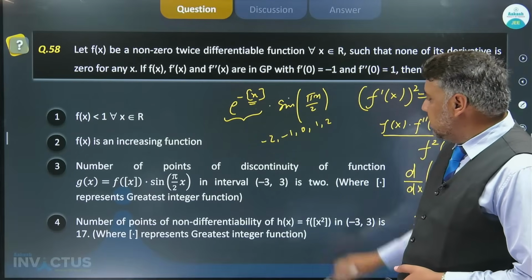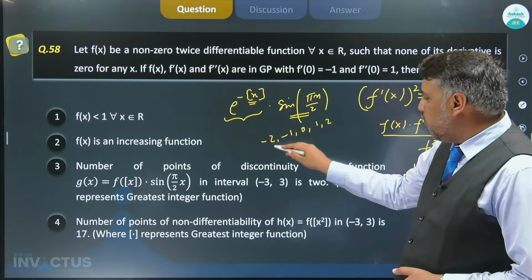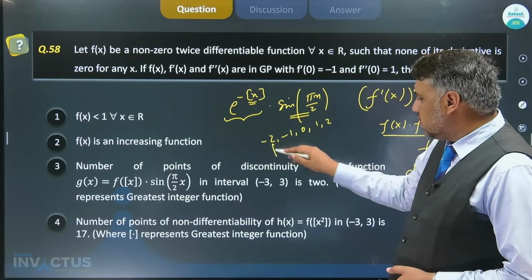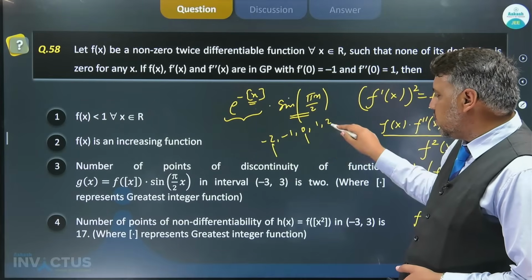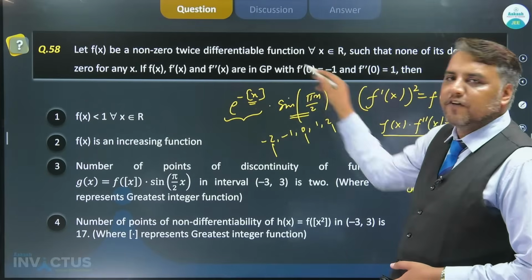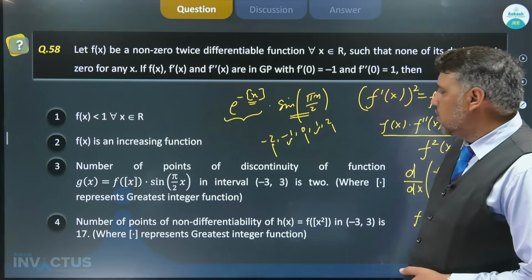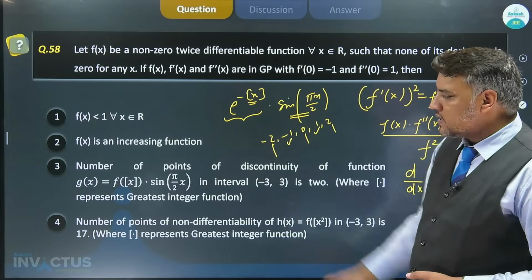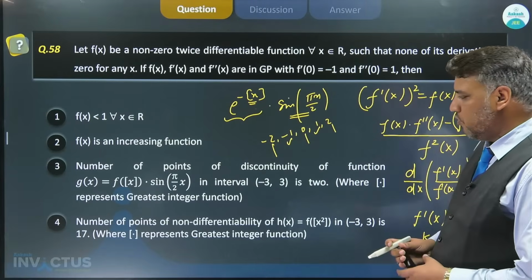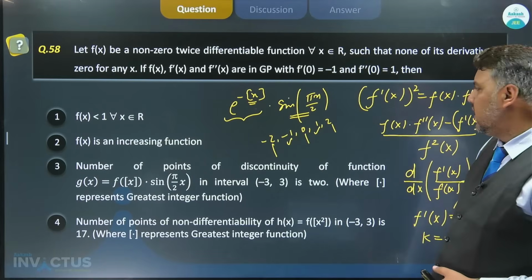But we can observe that this sine pi x by 2 portion will become 0 whenever x is an even integer. So at x is equal to -2, 0 and 2, this portion will become 0, which will make the overall function continuous. So there are only 2 points where this g(x) is discontinuous, at x is equal to -1 and x is equal to 1. Similarly, you can solve f of greatest integer of x square.